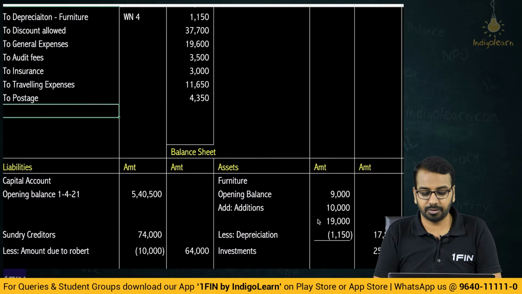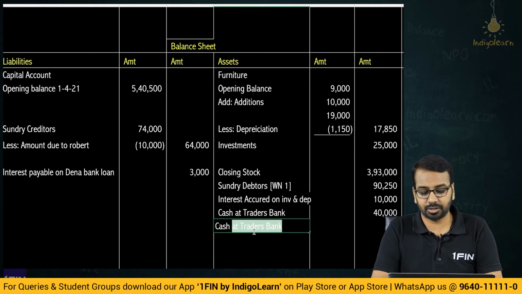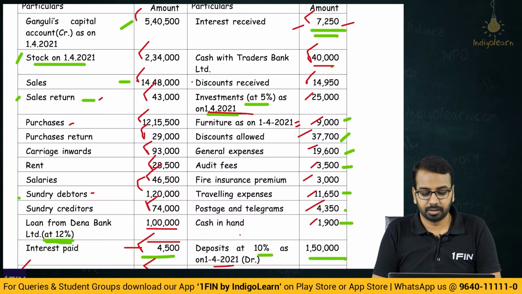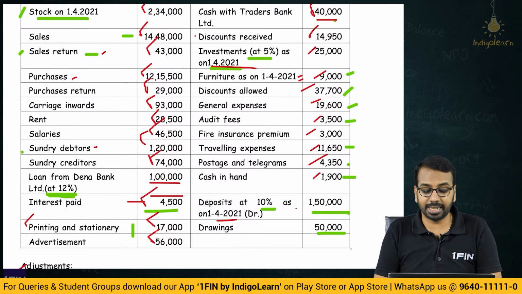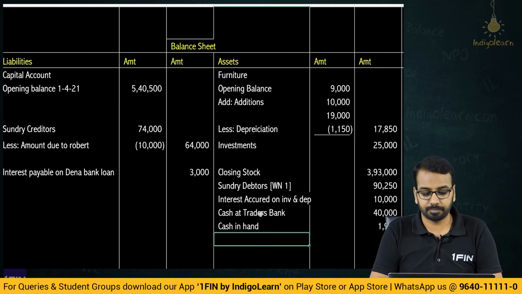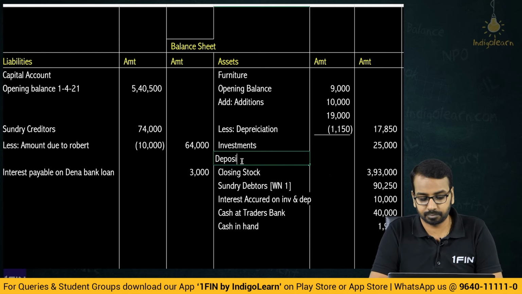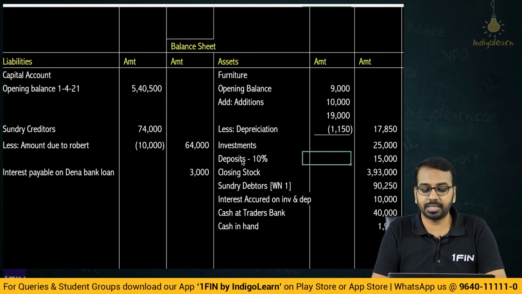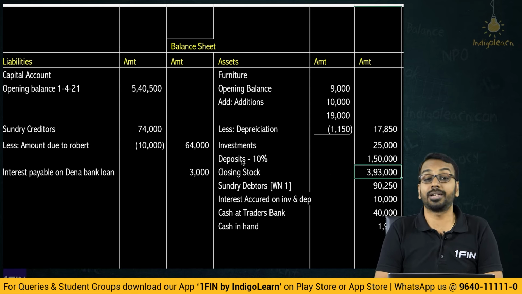This will come in the balance sheet. So down below you can write cash in hand 1,900. Then deposits at 10%, 1,50,000. On this interest and on this accrued interest we have already considered.